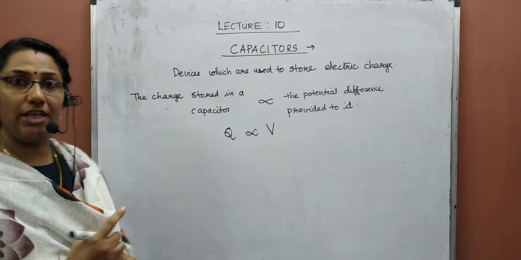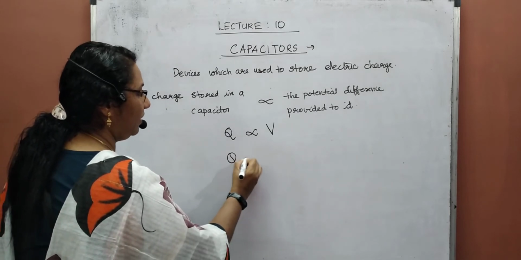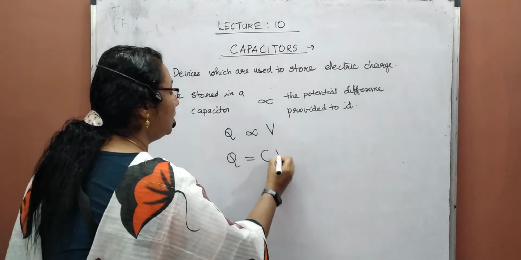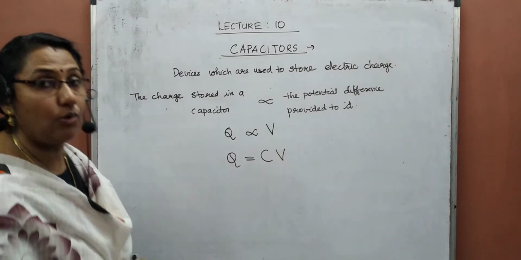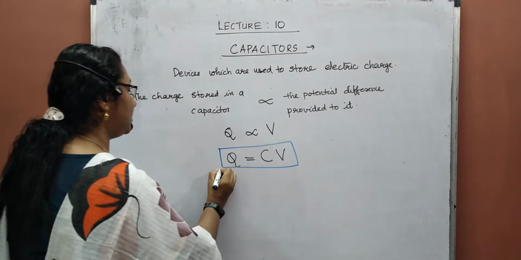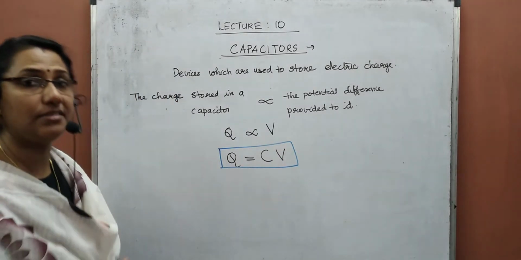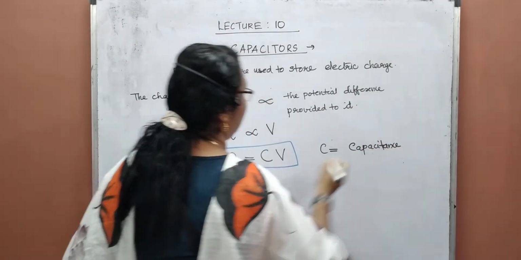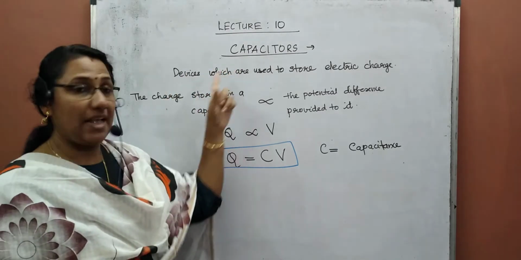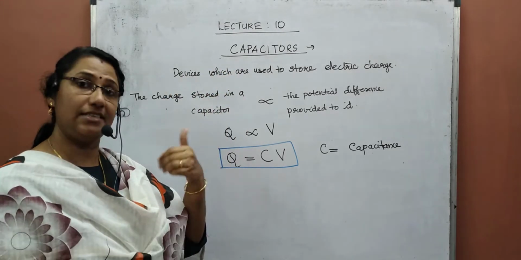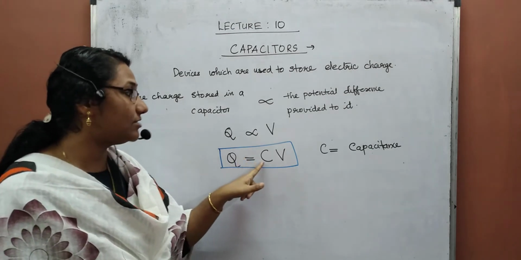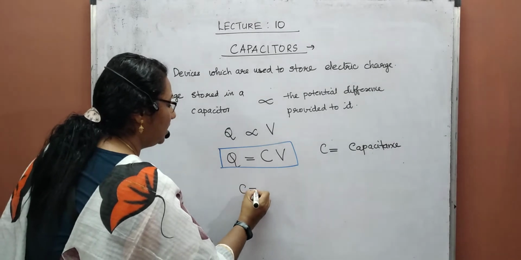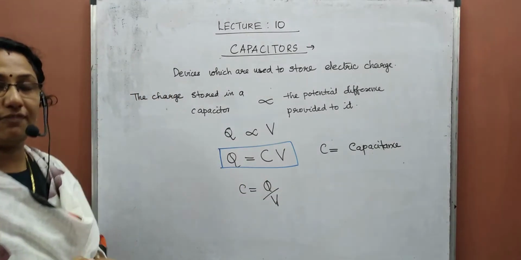Now there is a proportionality. When we remove this proportionality, we will get a constant, and that constant is taken as C. Now the equation becomes Q is equal to C into V. Very important equation. Here the proportionality constant C is also called the capacitance. Earlier we studied that a capacitor is a device used to store electric charge, and its ability is also called capacitance. Here the constant C is also capacitance, and from this equation we can write C is equal to Q by V. So how can you define the capacitance of a capacitor?